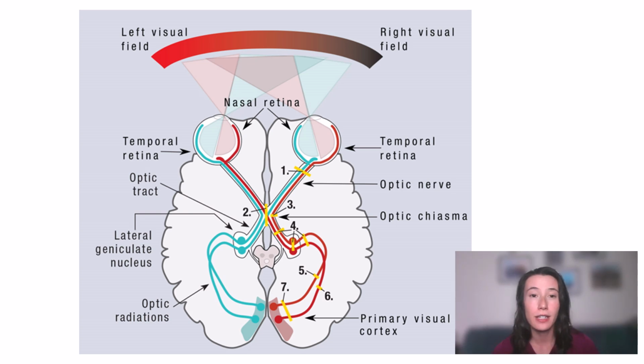I'm going to go over this concept one more time, but in a different way. If you look at the left eye and follow the blue line, so the left side of the left eye, you'll see that this line stays on the left side until it reaches the back of the brain, the primary visual cortex.